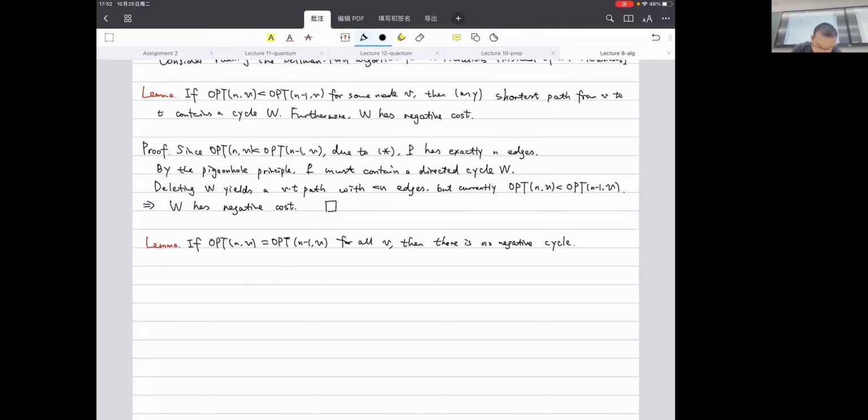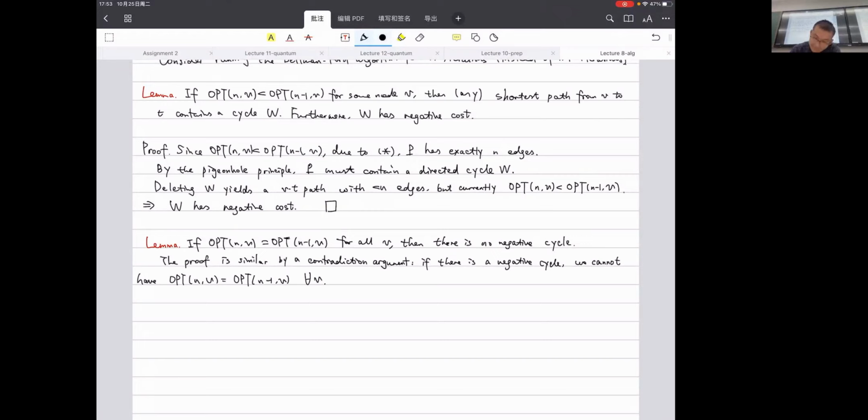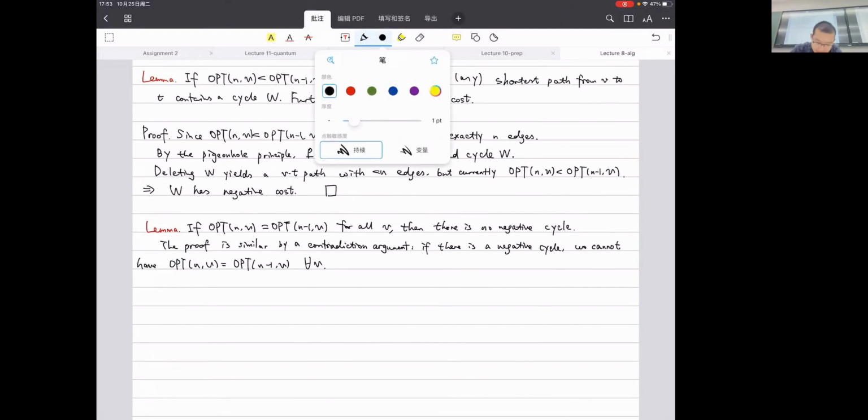I guess this should be relatively straightforward. Let me briefly say that the proof is similar, by a contradiction argument. If there is a negative cycle, we cannot have OPT(n, V) equal to OPT(n minus one, V) for every V. This simply cannot be true, since we can find a path going through the cycle with length n. So this is not going to work.